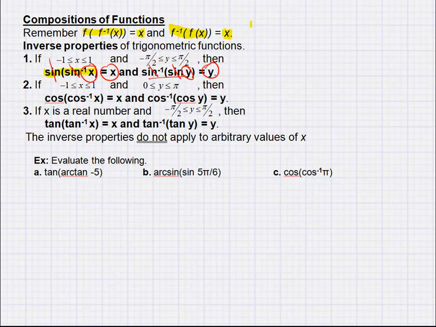Now there's one small catch to all this, and the small catch to all this is we have these domain and range restrictions.